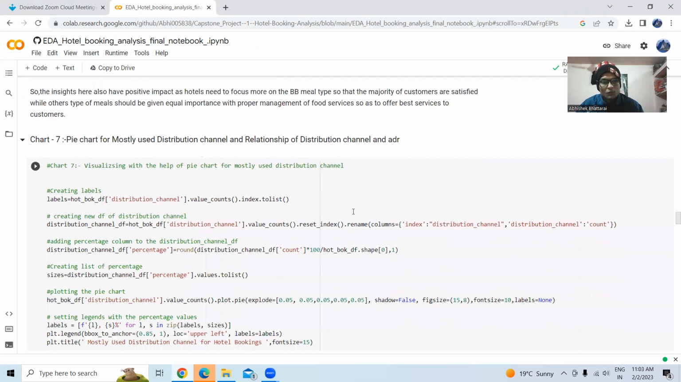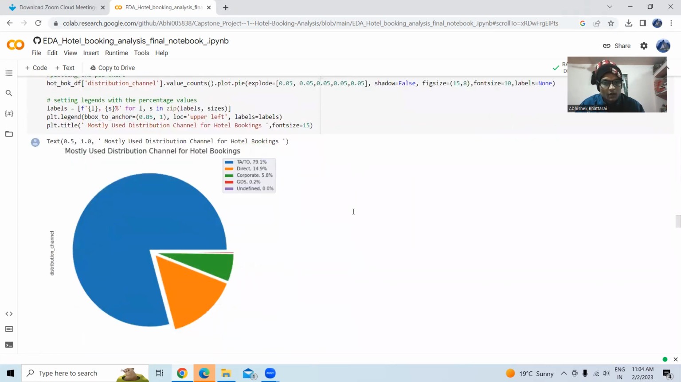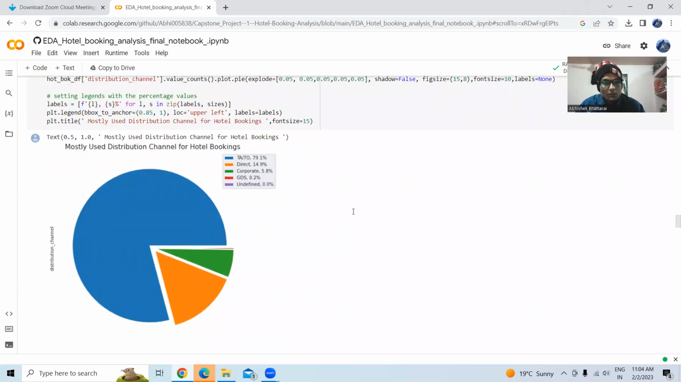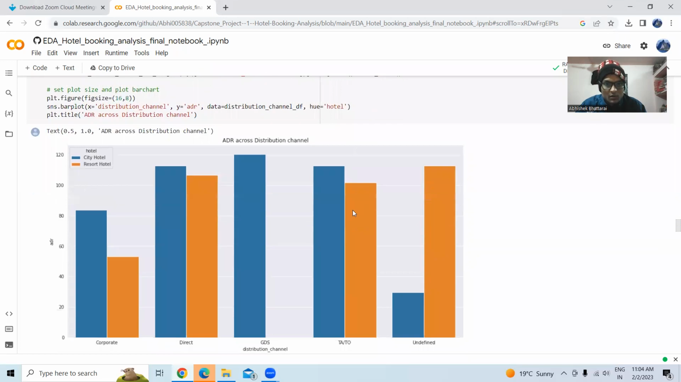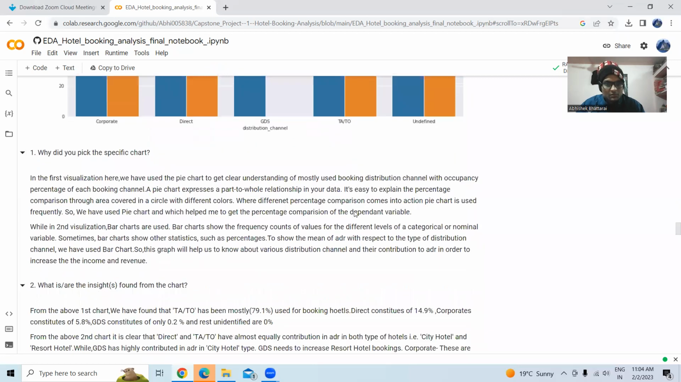Chart 7 is a pie chart for the most used distribution channel and the relationship of distribution channel and ADR. From the graph we can see that the most used distribution channel for hotel booking is TA/TO, followed by Direct, Corporate, GDS, and Undefined. The second graph shows us ADR across distribution channels. Here we can see that Resort Hotel has slightly less ADR in TA/TO, Direct, and GDS, whereas in Undefined, Resort Hotel has a high ADR.